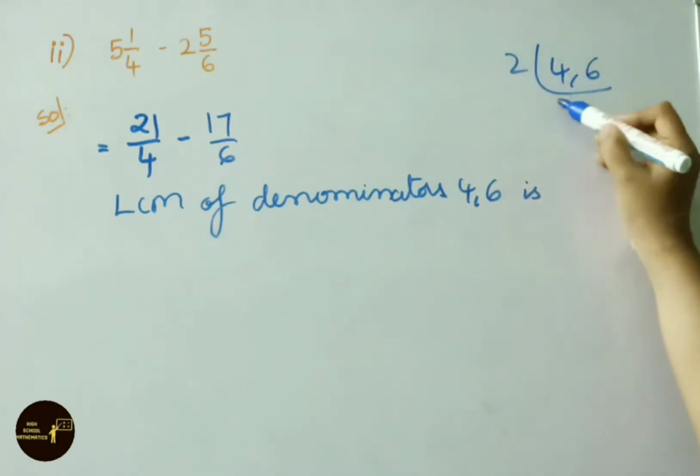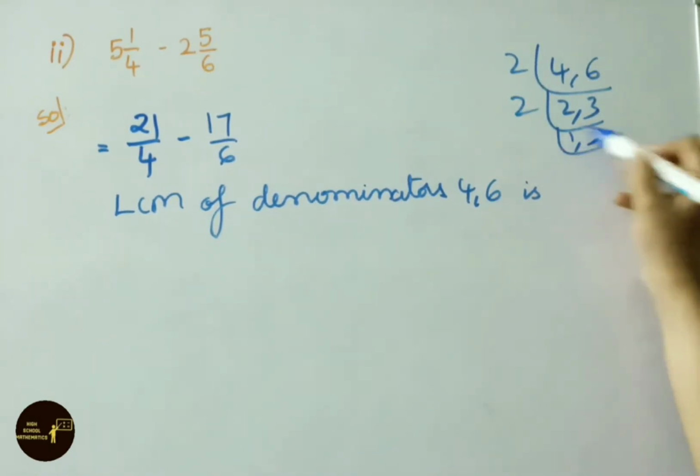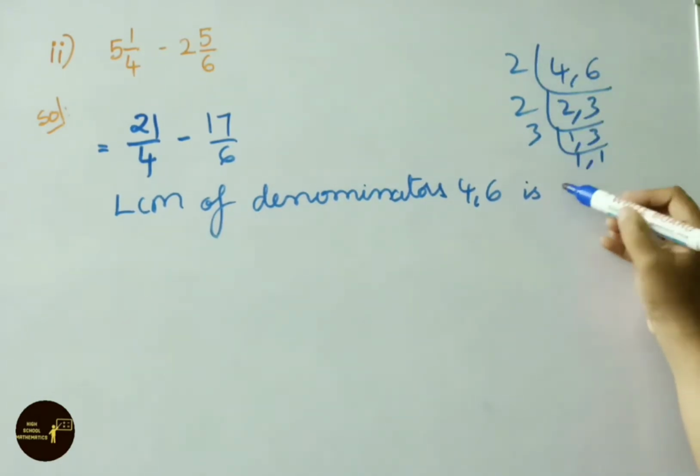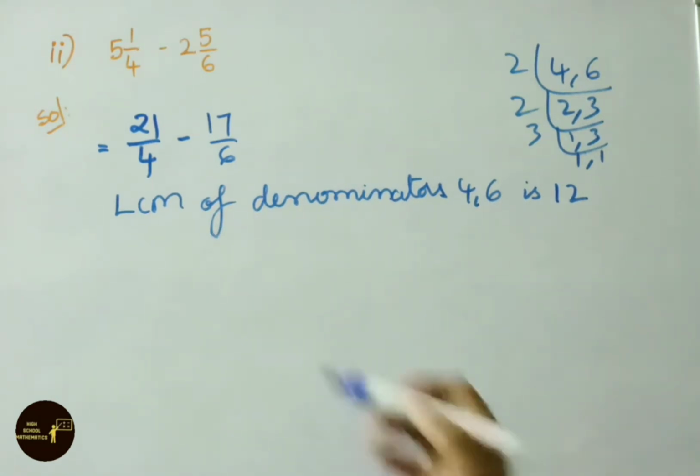2 table: 2 2s are 4, 2 3s are 6. 2 table: 2 1s are 2. 3 table: 3 1s are 3. So 2 2s are 4, 4 3s are 12. So the LCM of 4 and 6 is 12.